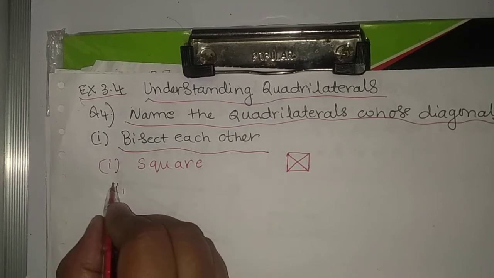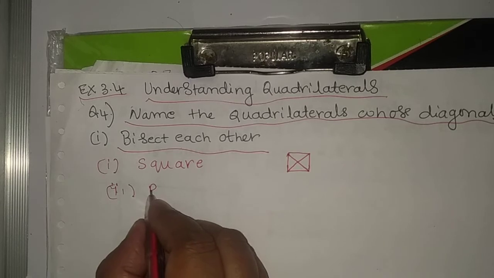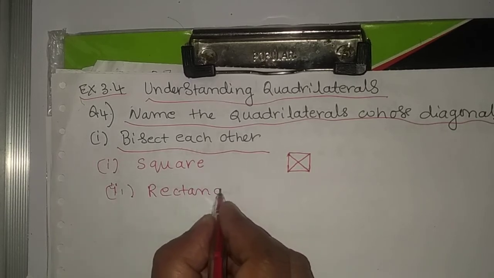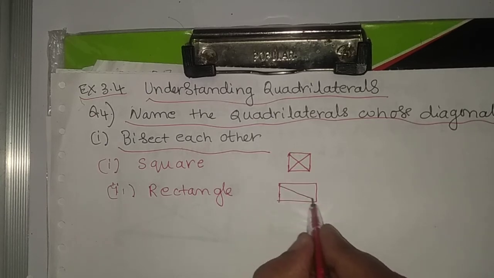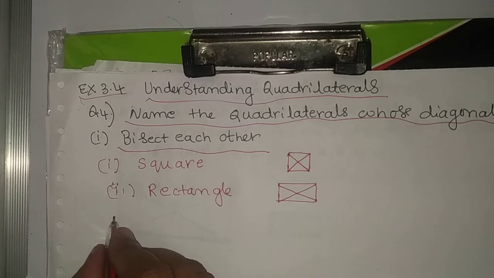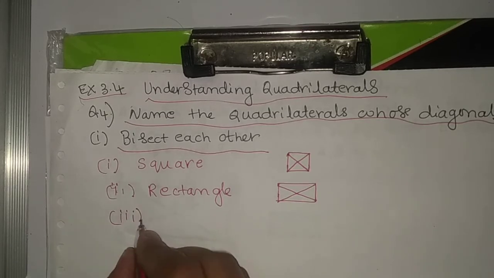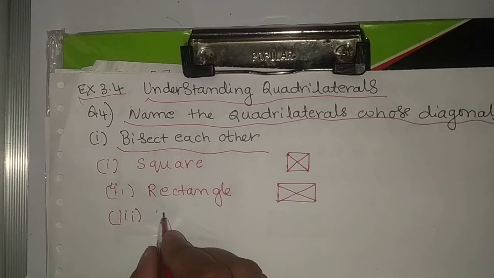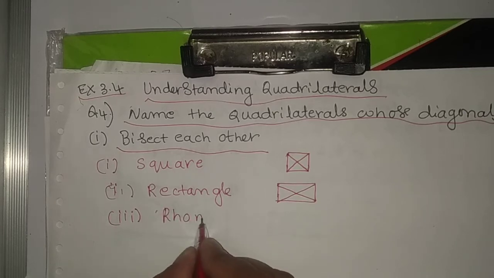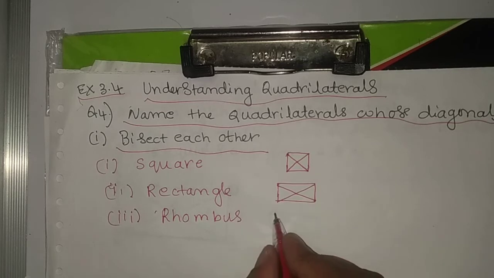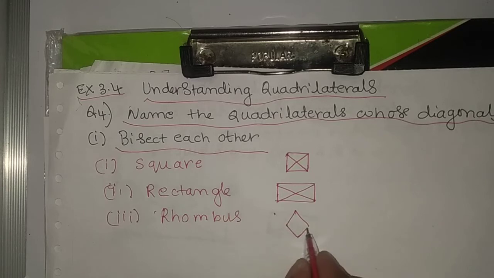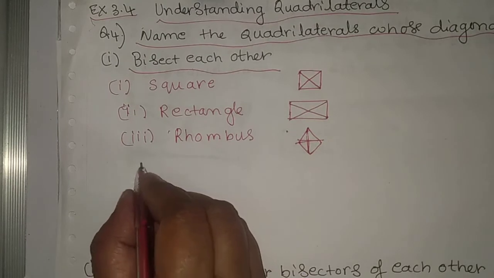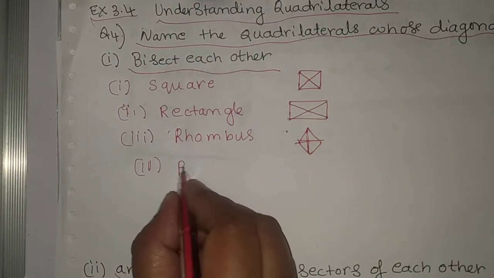Then next we can say that is rectangle. Rectangle also, we know the two diagonals bisect each other. So this one for rectangle. Then third one is a rhombus. Rhombus. So here these are the two diagonals. Okay, next one, the fourth one, we can take as parallelogram.